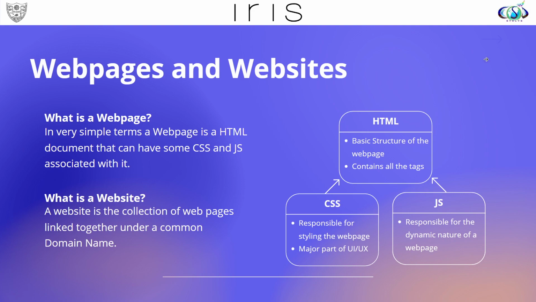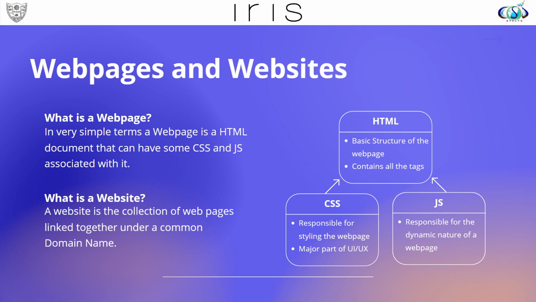Web pages and websites. So what is a web page? It can simply be considered as a HTML document that generally has some CSS and JavaScript associated with it. HTML forms the basic structure of a web page. CSS adds styling to it, making it more presentable, and JavaScript gives it a dynamic nature and functionality such as submitting forms, etc. Everything on the web is presented as a web page. For example, the result of a Google search is displayed as a web page.